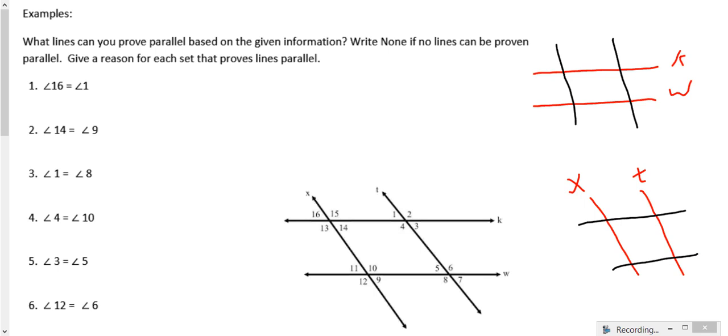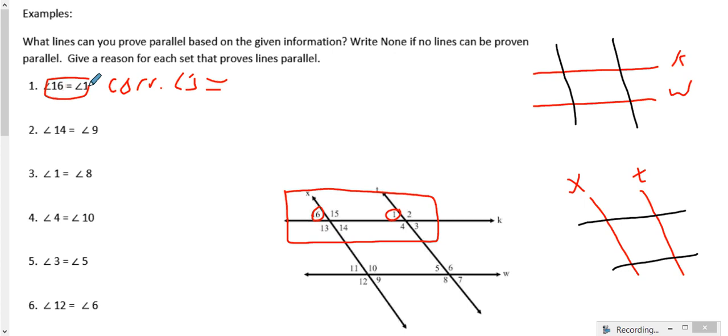So 16 and 1 are dealing with K as the transversal because it connects those two angles or those two intersection points. So X and T are the ones we're trying to decide if they're parallel. 16 and 1 are corresponding angles. In order for the lines to be parallel, they must be equal, and that's what they tell us. So we can conclude that X is parallel to T. And that is the exercise.